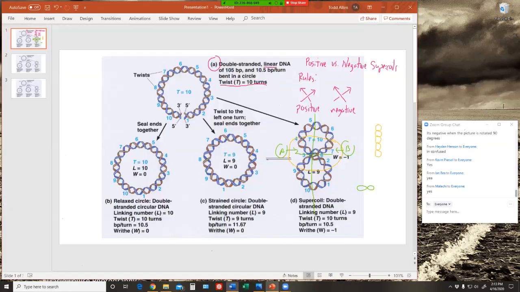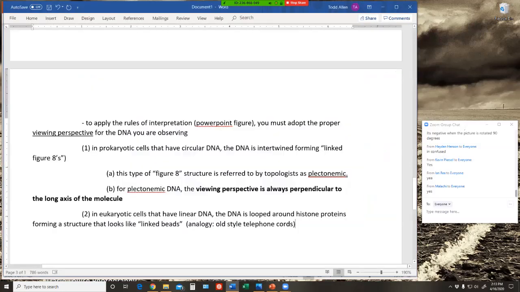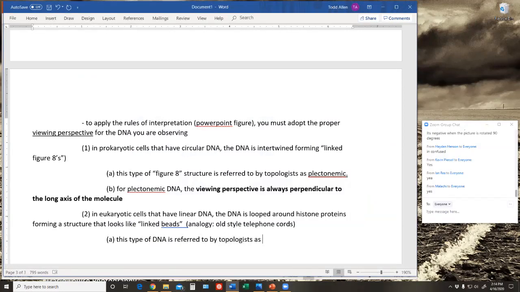So in other words, in a eukaryotic cell, rather than the figure 8, it kind of more looks like this. All right, so going back to the notes, this form of DNA is referred to by topologists as solenoidal.